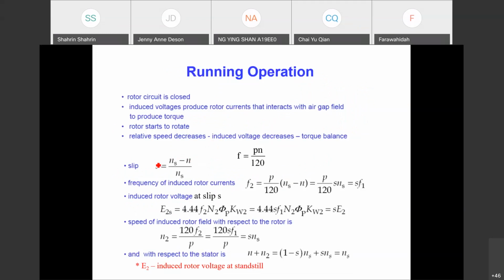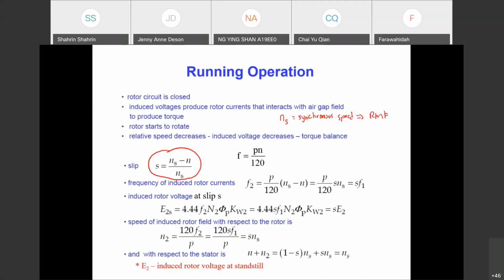The first one is what we call slip. Slip is the ratio of the synchronous speed minus the rotation of the motor, over the synchronous speed. So what is the synchronous speed actually? It is the speed of the RMF, the rotating magnetic flux that is induced at the stator.